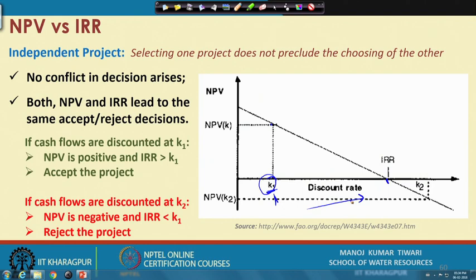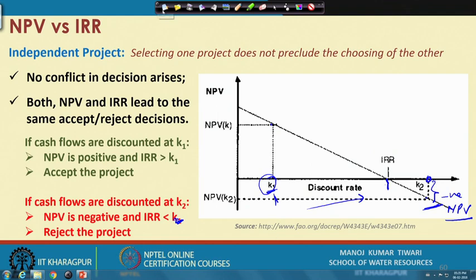If my expected discount rate is K2, then I will see okay, at K2 this project is giving me negative NPV, and let us not select this project based on the criteria of NPV. So, this has to be K2, it will be rejected, and based on IRR also, I will figure out that my expected rate of return is K2 and my IRR for this project is less than K2. So, based on the IRR criteria also the project will be rejected. So, the decision is the same whether I am using NPV or IRR.